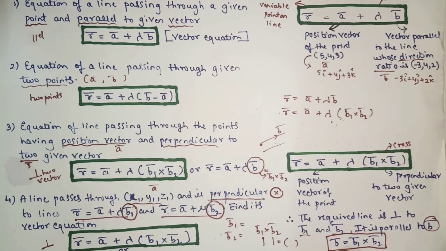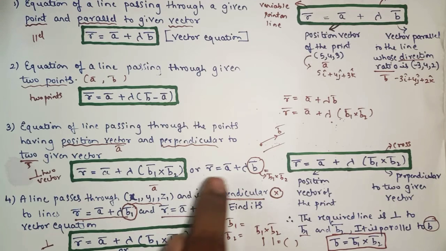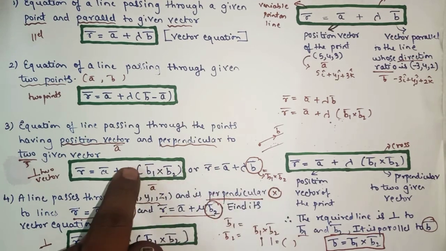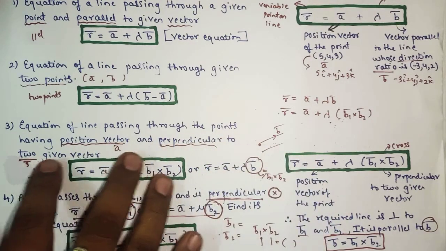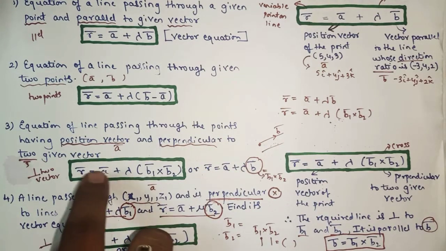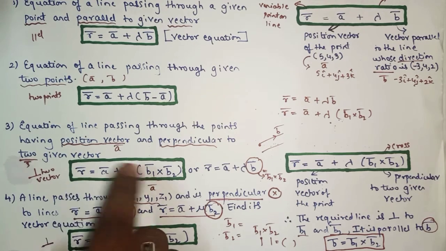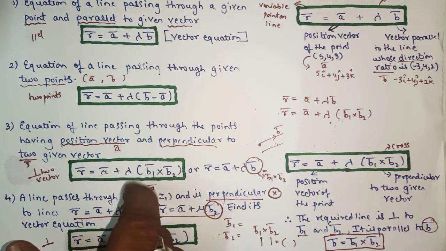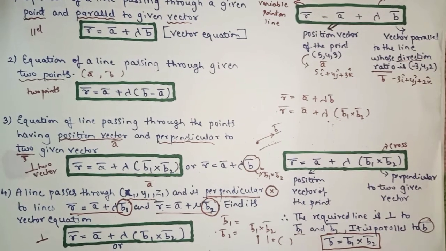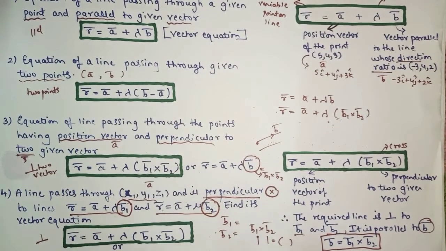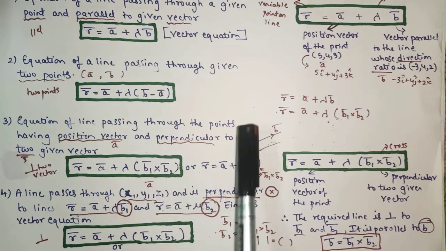Actually both are one and the same. So you can use this formula or the other one, but I suggest using this formula because we have perpendicular to the two given vectors. So we can write the equation as r bar equals a bar plus lambda (b1 cross b2). I hope you know how to find this cross product between two vectors, using the concept of determinant.